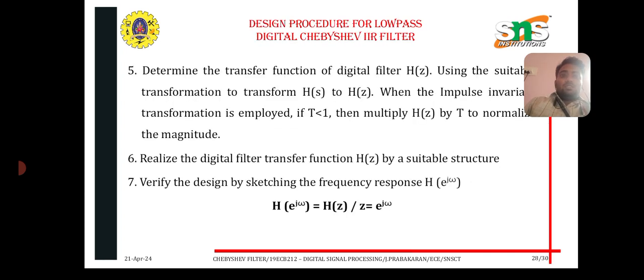And it is the frequency response, H of e power j omega. Determine the transfer function of the digital filter H of z using a suitable transformation to transform H of s to H of z. To convert the analog transfer function to the digital transfer function, we are using two methods. The first one is the bilinear transformation technique, another one is the impulse invariance technique.